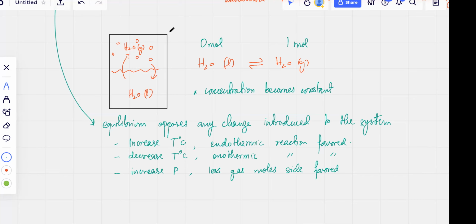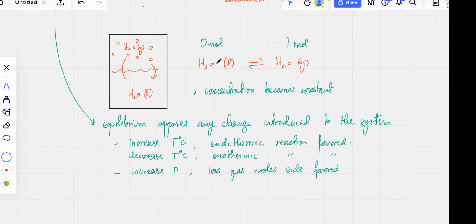If you compress this container, there would be less room for water vapors to form. So if you increase the pressure, you're compressing it, and there's not enough room for water vapors to form. So less water vapor would be formed, and it would turn into liquid water. Is that clear?